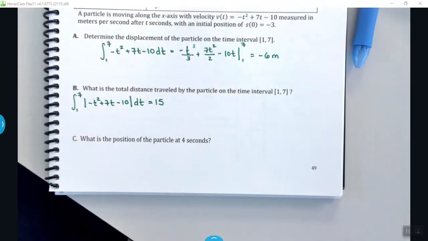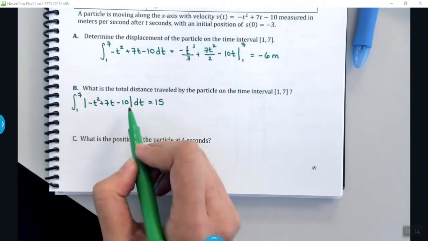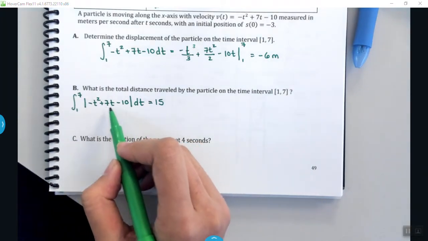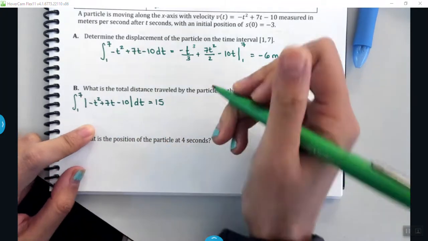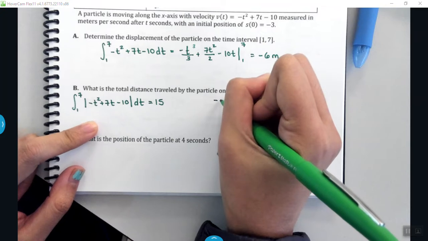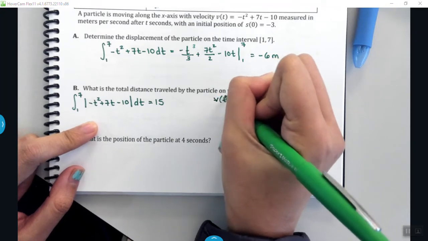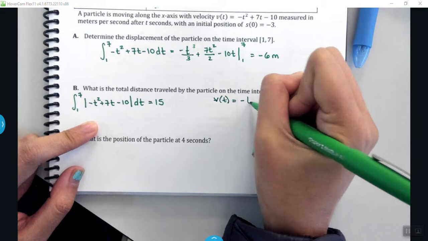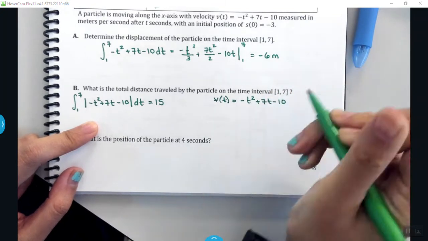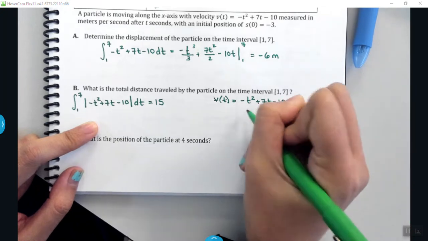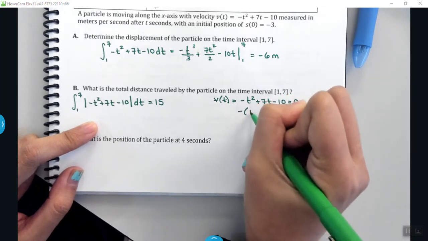But what if you didn't have a calculator? What would you have to do? If you didn't have your calculator, you would need to find when this changes direction. So you have to take the velocity, v of t, which is negative t squared plus 7t minus 10, and set it equal to 0. Let's pull out a negative.